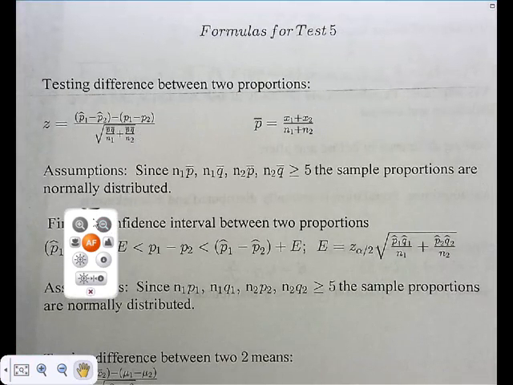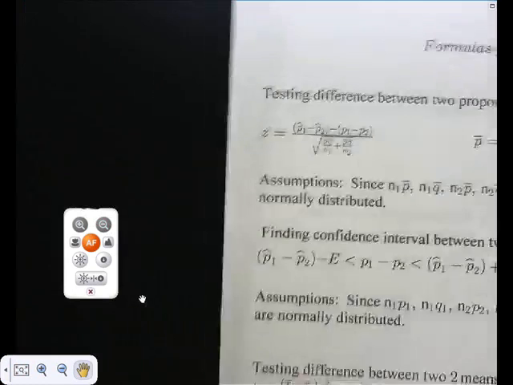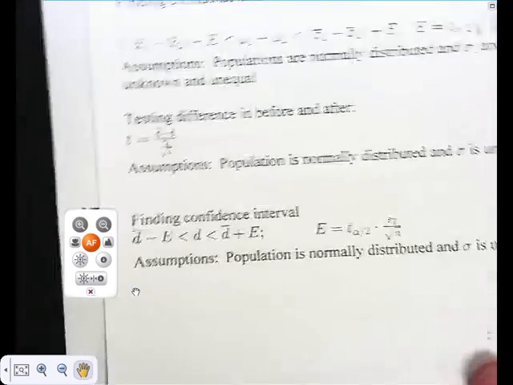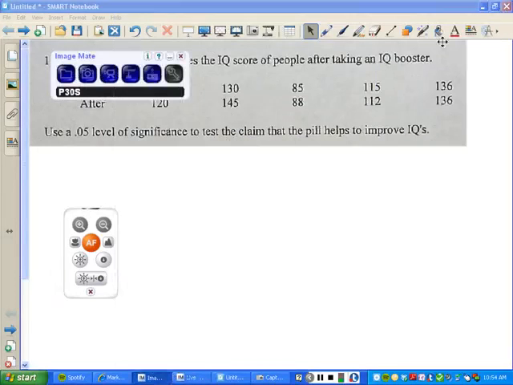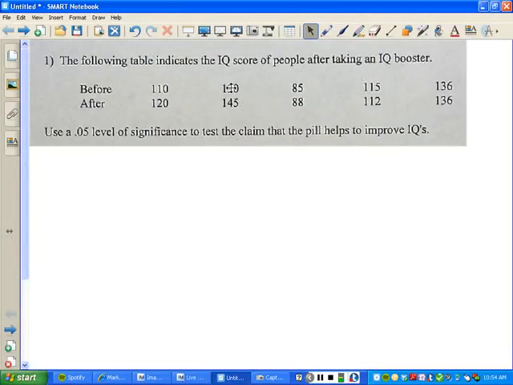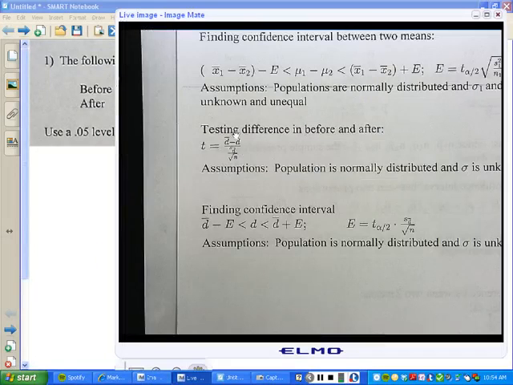Now, the beauty of this is that all of these formulas are uniquely different. This one's dealing with proportions. This one deals with before and after. That's the D bar. Okay? Testing the difference in before and after is D bar. And so when you see this kind of before and after scenario, that should take you into the fact that you need to use this formula, or one of these two formulas anyway.